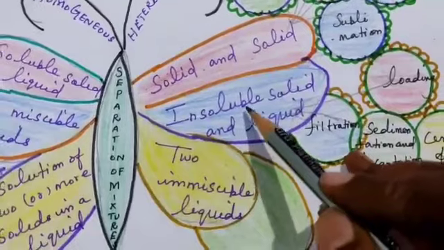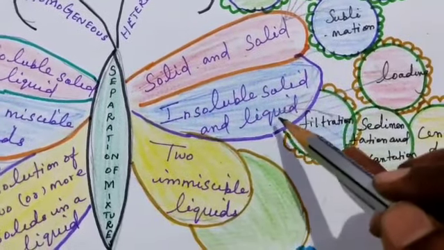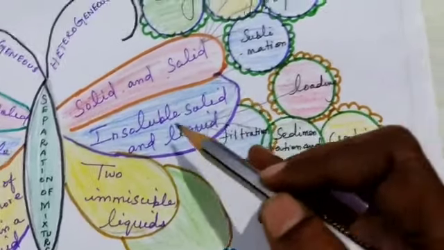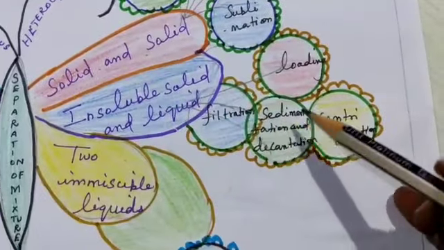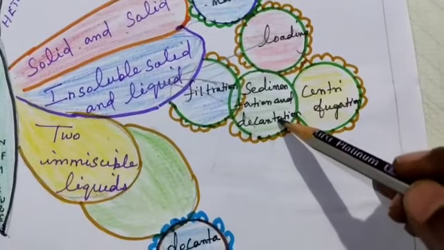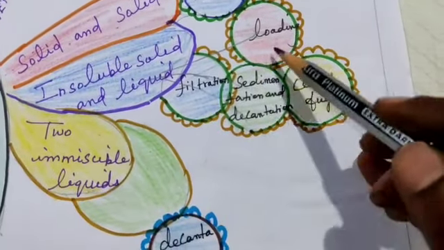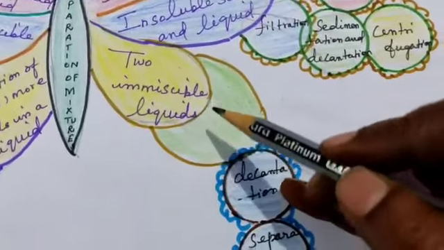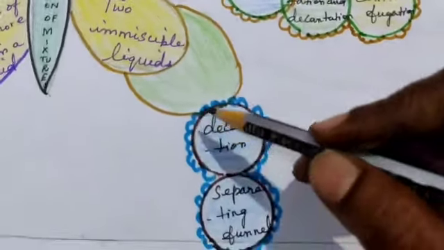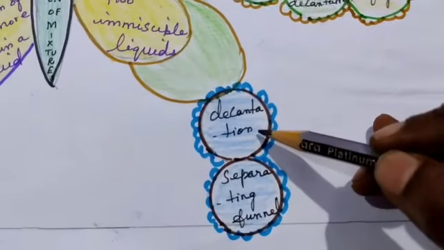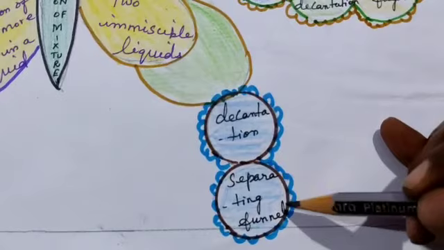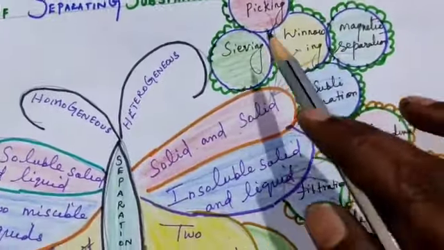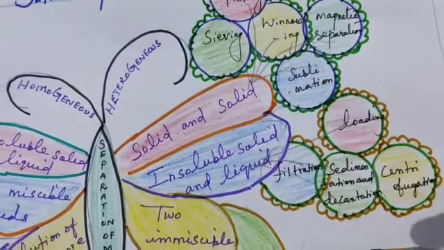Two components, one is an insoluble solid and another one is a liquid. Insoluble solid and liquid: the methods used to separate the components are sedimentation and decantation, filtration, loading and centrifugation. And next, two immiscible liquids: the methods we are going to use are the decantation method and separating funnel. So in heterogeneous mixture we are going to use this type of method, children.